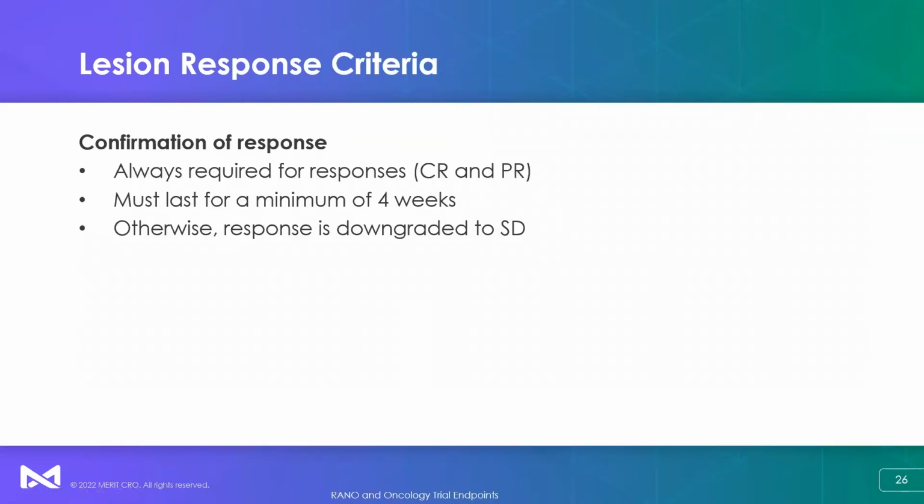So I just want to touch base one more time that the RANO does require confirmation of the response. So if there is a response, meaning either CR or PR, it needs to be rechecked at a minimum of 4 weeks apart, so that they know this CR or PR has been sustained long enough to really claim it is an actual CR or PR. If not, the response is downgraded to stable disease.